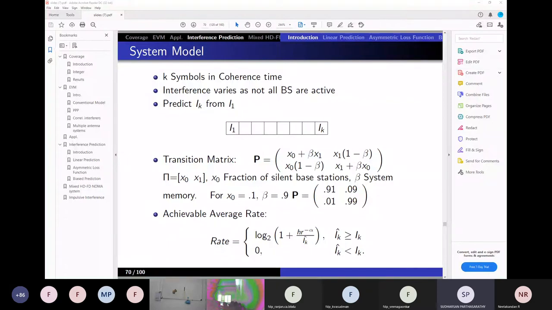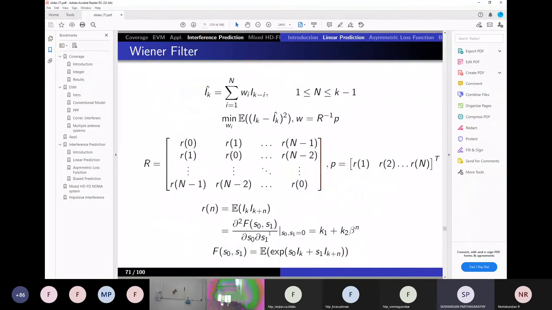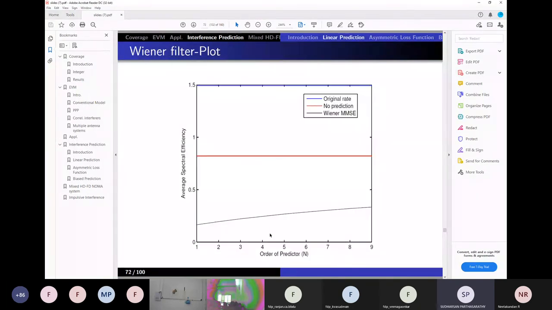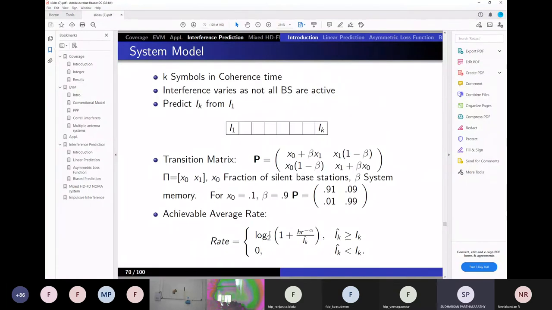Next. Achievable average rate. Okay, I know the system model. I'm going to do a prediction. How do I quantify whether my prediction is good or not? That's what I want. So this is a metric that I'm going to follow. I'm doing a prediction on the interference power, because I told you that the signal power is going to be constant in the coherence time. The interference power keeps changing. I'm going to do a prediction on the interference power.